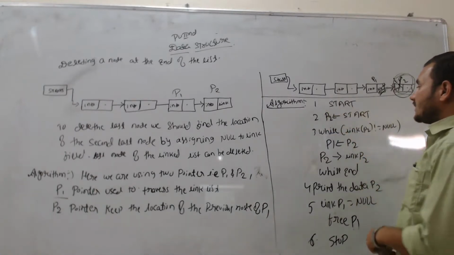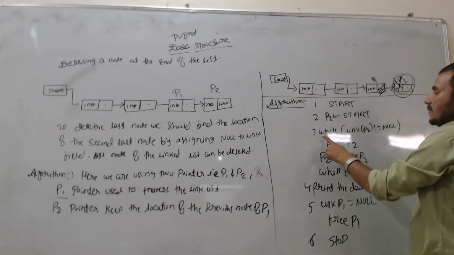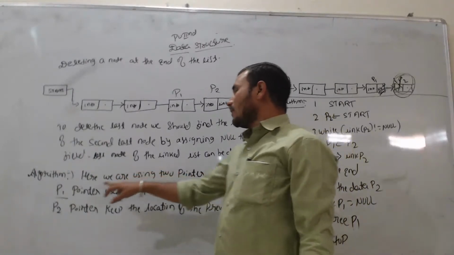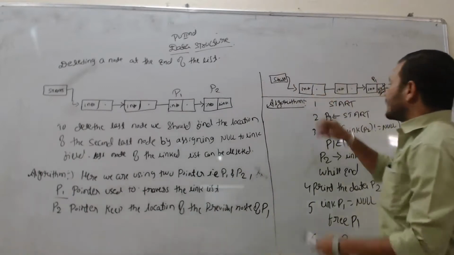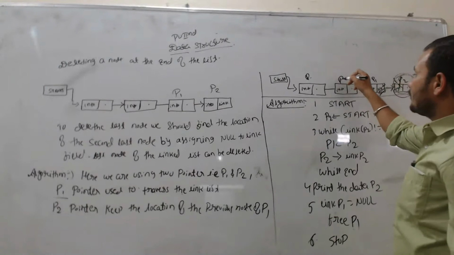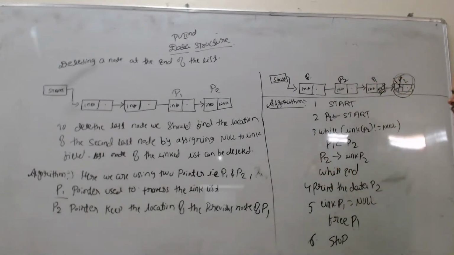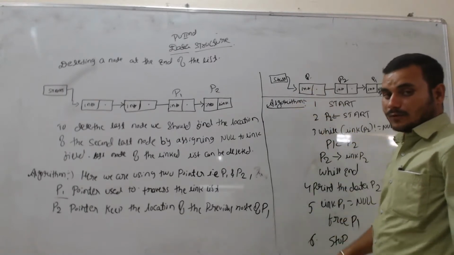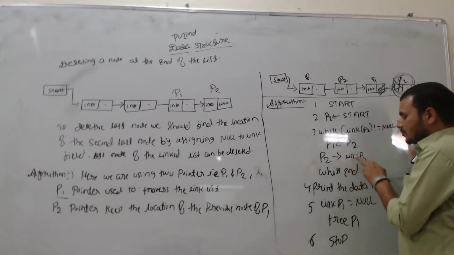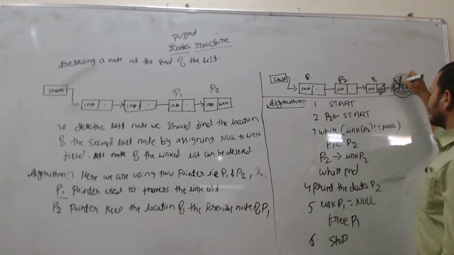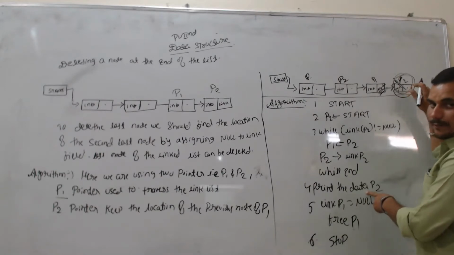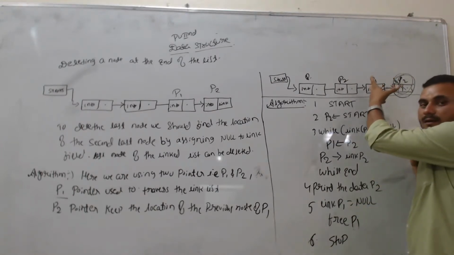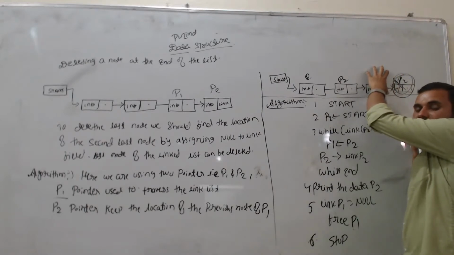So here we started with P2 = start, while link of P2 is not equal to null, right. That means generally here we are using two pointers P1 and P2. P1 is used to traverse the linked list. P2 pointer keeps the location of the previous node of P1. So P1 is equal to P2, P2 is equal to link of P2. Here we have come, and we delete this. Print the data of P2, and after printing we delete the node. Link of P1 is equal to null, so once this node is deleted, P1 becomes free, right. So free P1, stop.